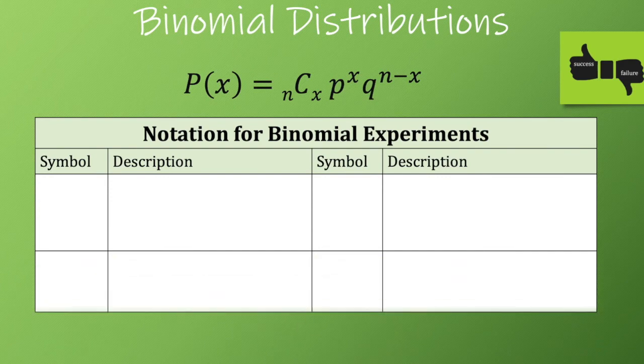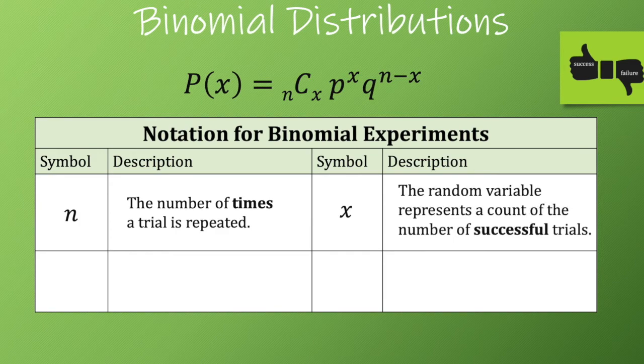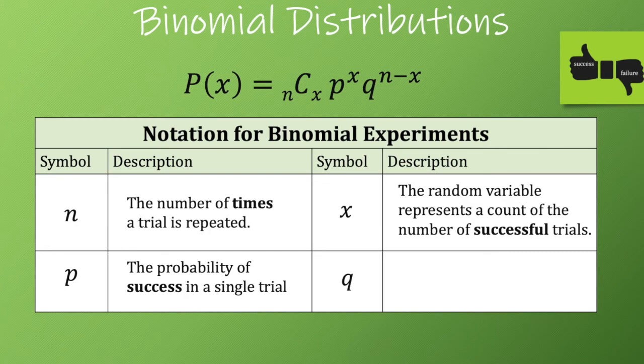Okay, so here's our formula, and we're going to break down what each of the letters means. N is the number of times that the trial is repeated. X is the random variable, which represents the count of the number of successful trials. P is the probability of success in a single trial. And Q is the probability of failure in a single trial. Sometimes it's easier just to jump into an example to see how it works.